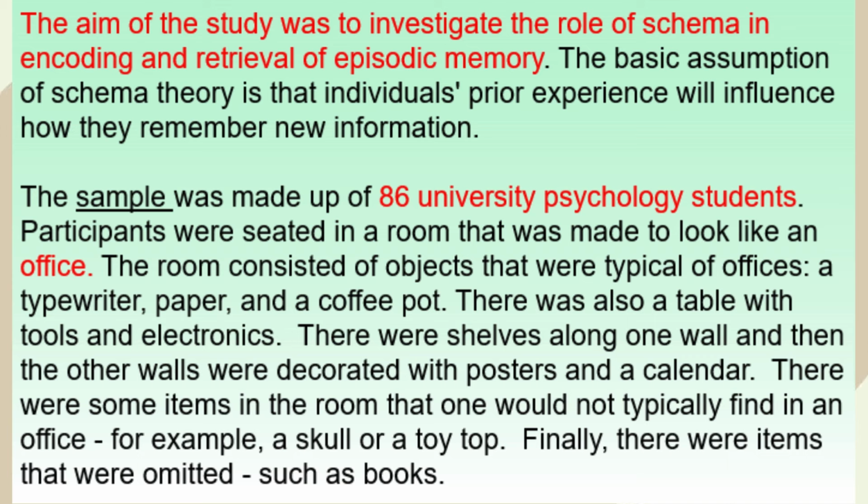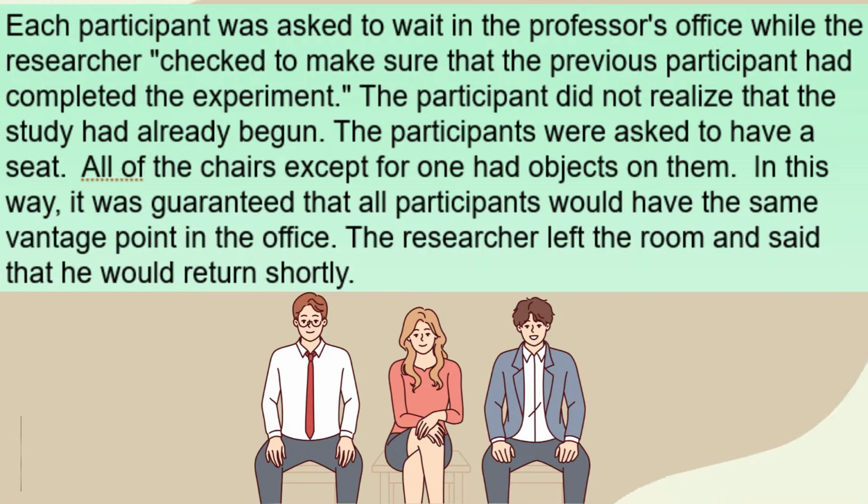Each participant was asked to wait in the professor's office while the researcher checked to make sure that the previous participant had completed the experiment. The participant did not realize that the study had already begun. The participants were asked to have a seat. All of the chairs except for one had objects on them. In this way, it was guaranteed that all participants would have the same vantage point in the office. The researcher left the room and said that he would return shortly.